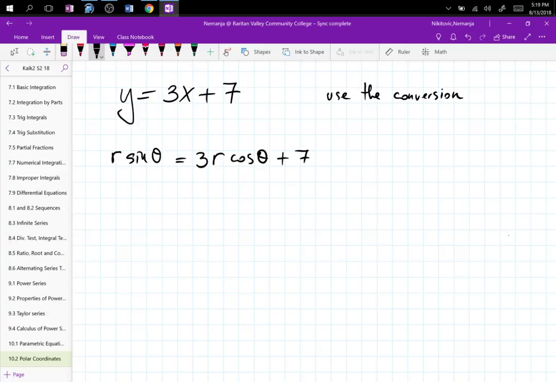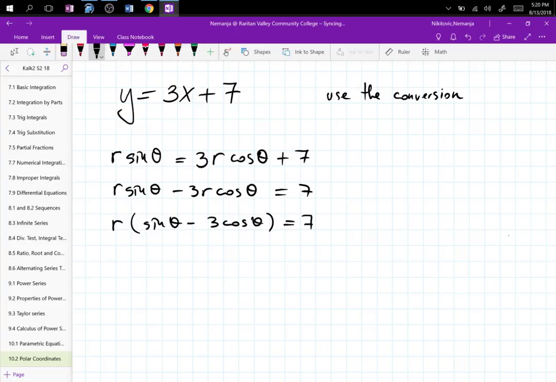Well, we know that we should get r as a function of theta. So what I'm going to do is put all the terms with r on the left and factor out. So I have r sine theta minus 3r cosine theta equals 7. Factor out r, we get r times (sine theta minus 3 cosine theta) equals 7. And then r equals 7 divided by (sine theta minus 3 cosine theta). Look at that.